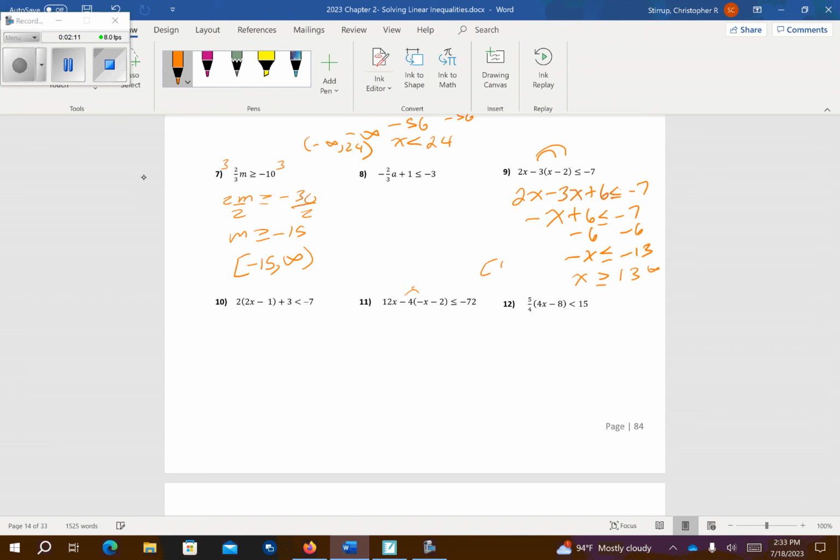Number 11, let's distribute the negative over the parentheses. So I get 12x plus 4x plus 8 is less than or equal to negative 72. Combine our like terms. So 12x and 4x is 16x. And then we're going to subtract 8 from both sides. Those cancel. 16x is less than or equal to negative 80. Divide each side by 16. x is less than or equal to negative 5. The sign doesn't flip because this wasn't negative. So that's going to go to negative infinity. So negative infinity to negative 5, hard bracket.